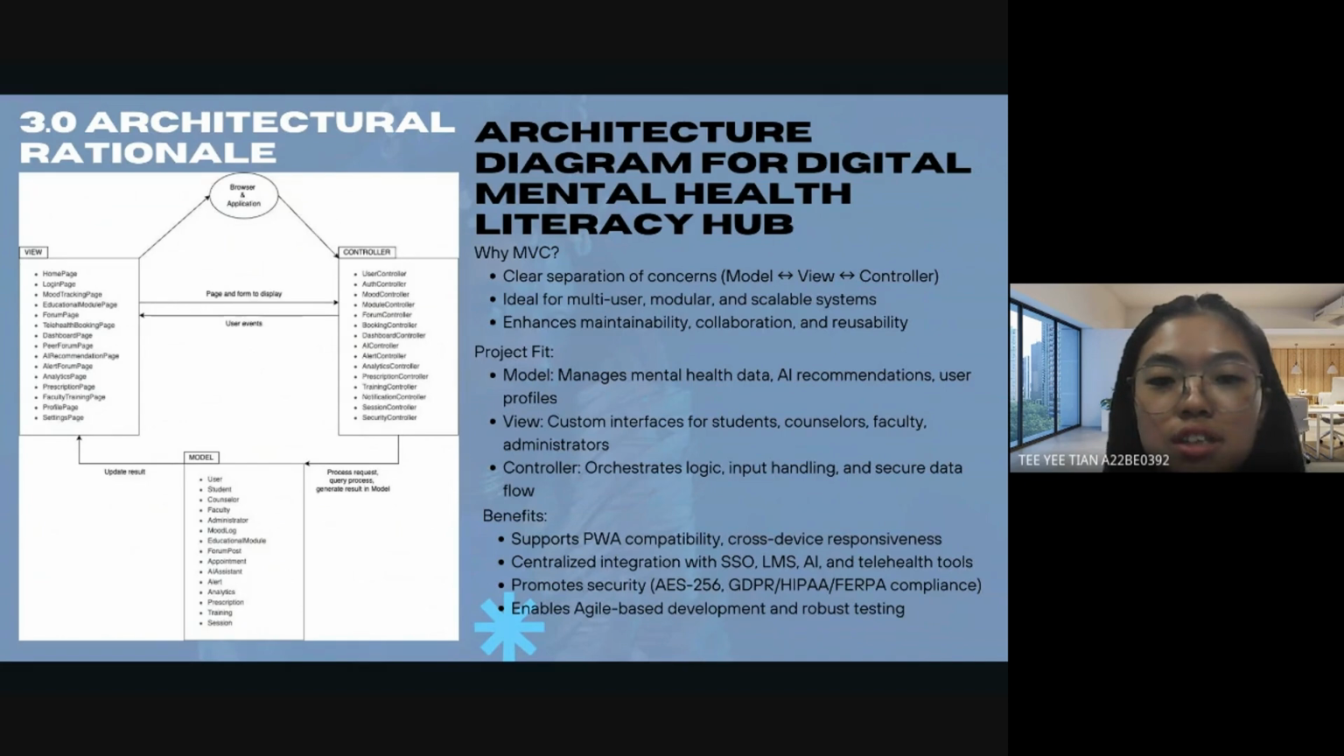The architectural diagram for Digital Mental Health Literacy Hub, we choose the MVC architecture pattern because of its clear separation of concerns, which is model, view, and controller, ideal for multi-user, modular, and scalable systems, and it can also enhance maintainability, collaboration, and reusability. This project fits with the model, which manages mental health data, AI recommendation, user profiles, and the view is for custom interfaces for student, counselor, faculty, and administrator, and the controller is for orchestration, logic, input handling, and secure data flow.